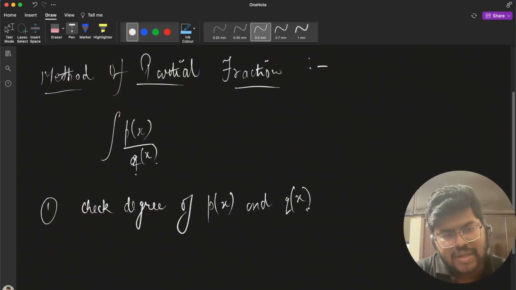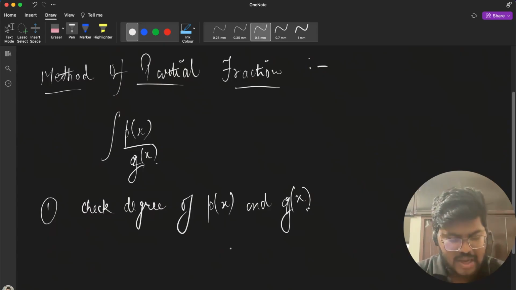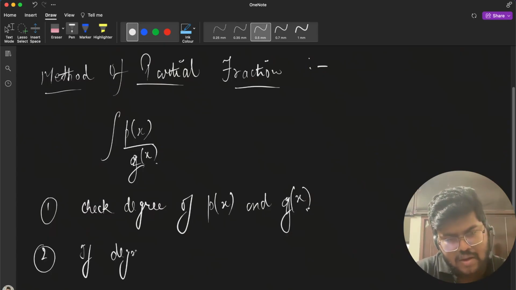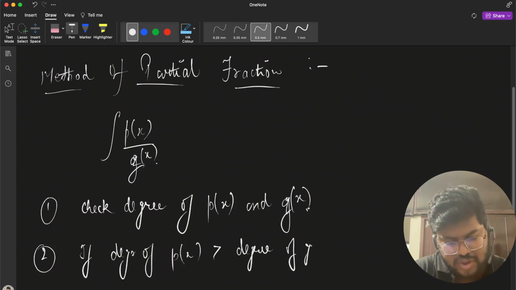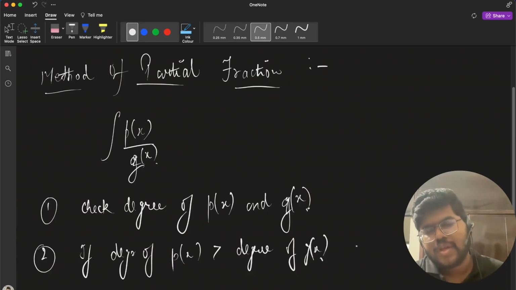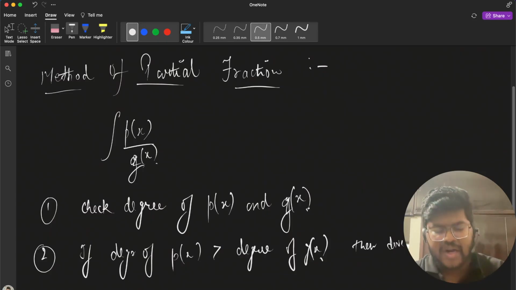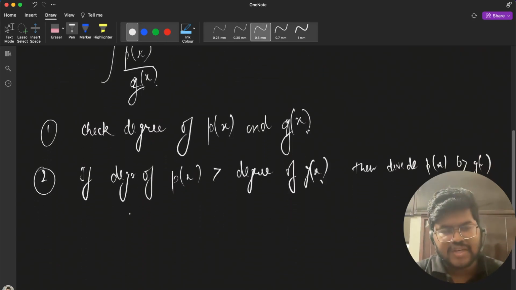Or let it be, say, g(x). So here it is g(x). Now the second step: if the degree of p(x) is greater than the degree of g(x), then simply divide p(x) by g(x). We have to divide p(x) by g(x) if the degree of p(x) is greater than the degree of g(x).